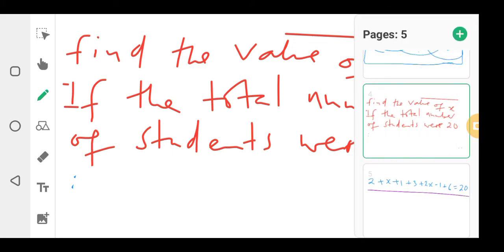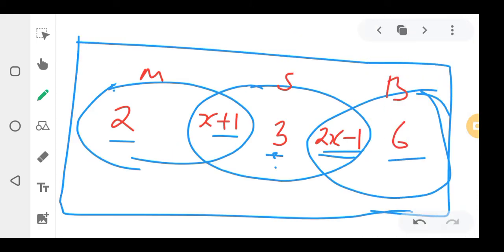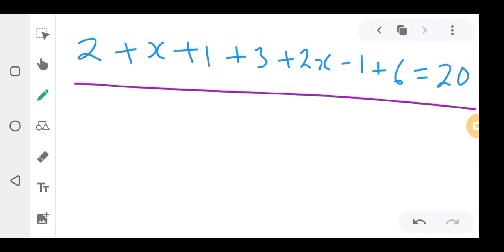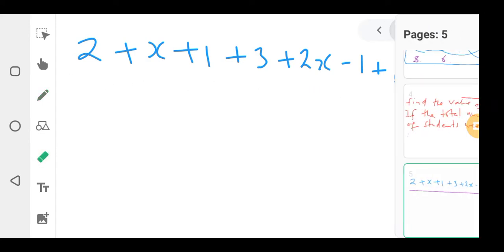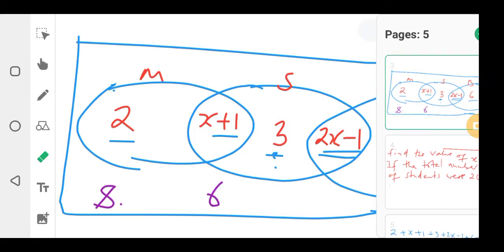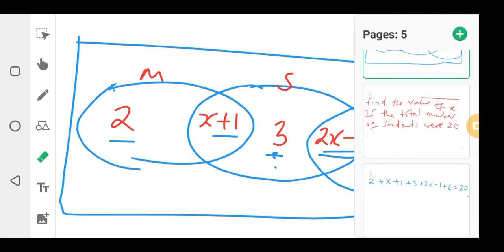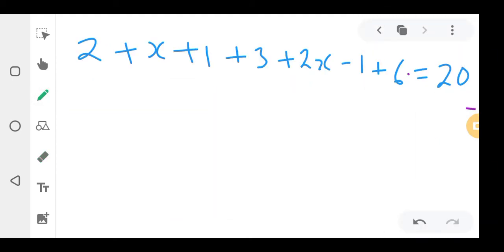So for example, if there was a number outside the brackets, maybe 8 and 6, then our addition would have included plus 8 plus 6. But there are no numbers outside the Venn diagram, so you don't include them. I'm just telling you that if they were there in the exam, you have to include them. I'm teaching you a principle so that your mind gets sharp.